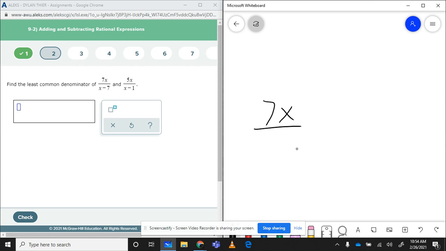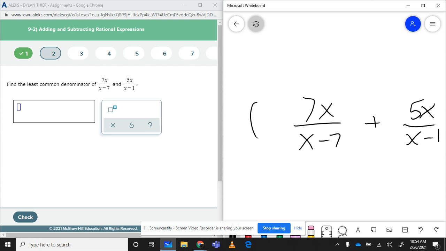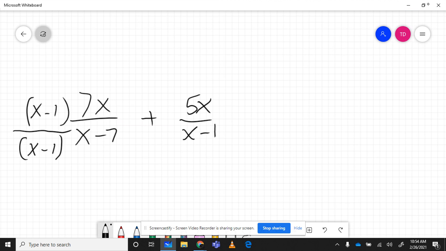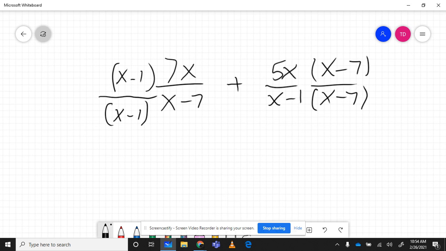Here we have 7x and x minus 7. Well, to give them a common denominator, we would need to multiply the left one. They haven't asked us to add or subtract, but this is the gist of what they're going to want us to do later. So I'm just going to describe it that way. We'd multiply the one on the left by x minus 1 over x minus 1, and we multiply what is on the right by x minus 7 over x minus 7. Sorry, I misspoke there. Okay, so that is what we would do in order to get a common denominator.